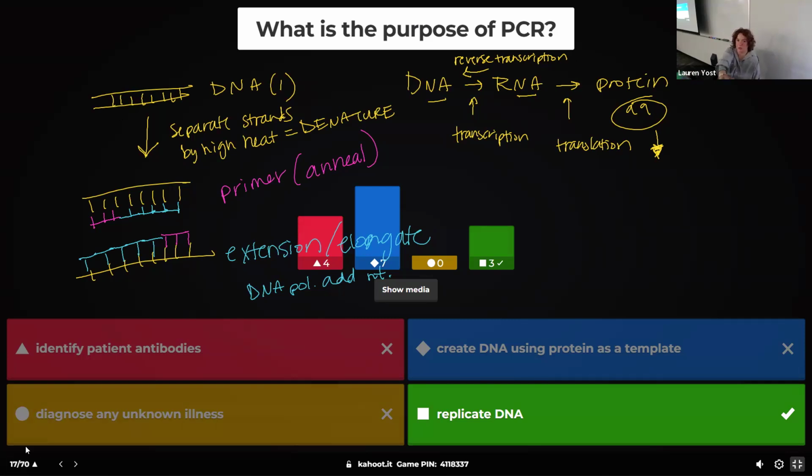One last thing. If we start with one piece of DNA, how many pieces do we end up with after one round? Two, like this. One begets two. If we go through a second round, how many would we have? 4. 2 begets 4. And then after the next round, 8. And after the next round, 16.